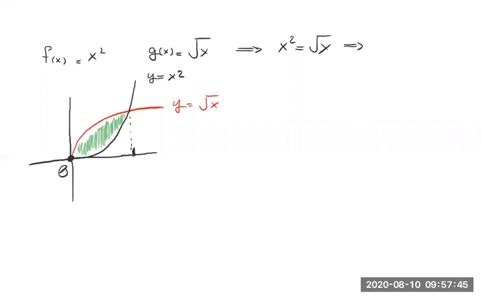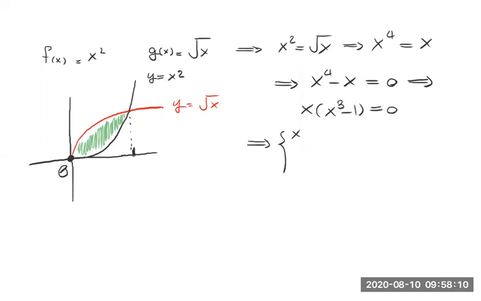I would let these two functions be equal. I would get x squared equals square root of x. I can square both sides. I would get x to the 4 equals x. Well, it means x to the 4 minus x is equal to 0. It means x times (x cubed minus 1) equals 0. Either x is 0 or x cubed minus 1 is 0, which means x cubed is equal to 1. Over the real numbers, it means x is 1. So this other point is 1.